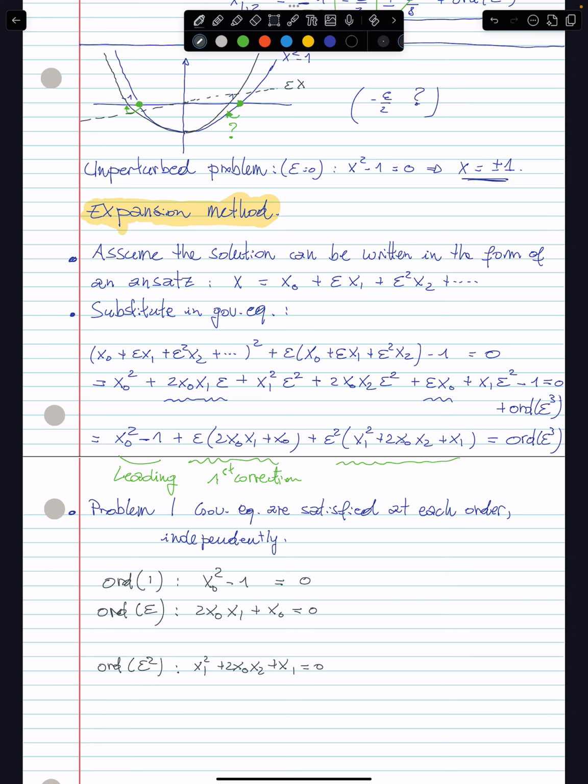And then what we do is solve the equations one by one. At leading order, we end up with x0 squared minus 1 is equal to 0. In this regular formulation, the leading order is always equal to the unperturbed problem. And this is because the problem is regular. I'll touch on this point a little bit later.